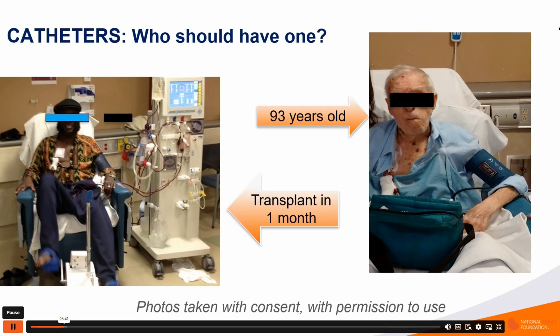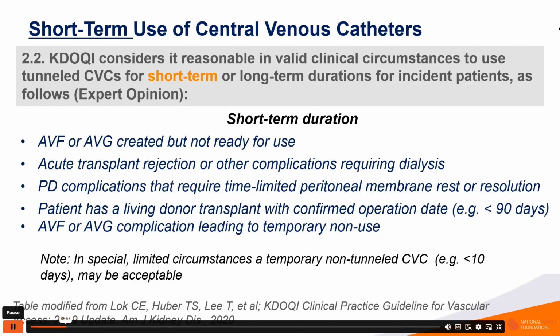On the other hand, we see this gentleman here. He's a younger man, very healthy. He's actually exercising, doing his bicycling on hemodialysis, and he has a kidney transplant that's due in 1 month. So, he doesn't have an AV access created, and I think it's very appropriate in that situation to continue on with a central venous catheter.